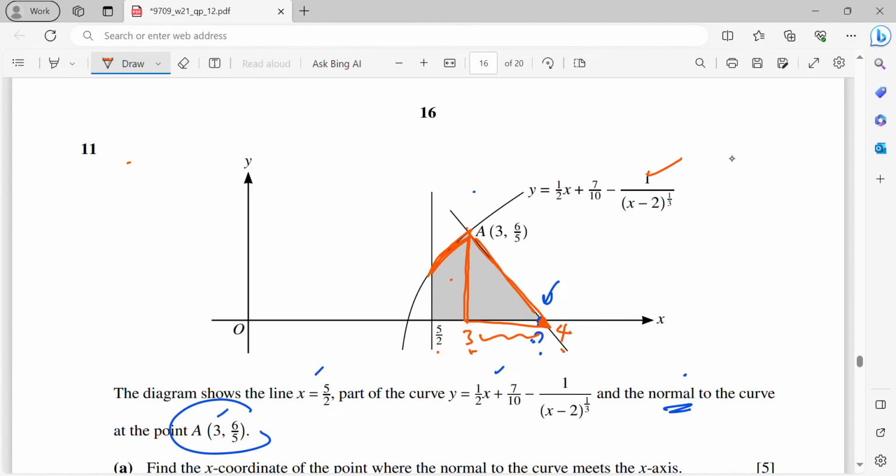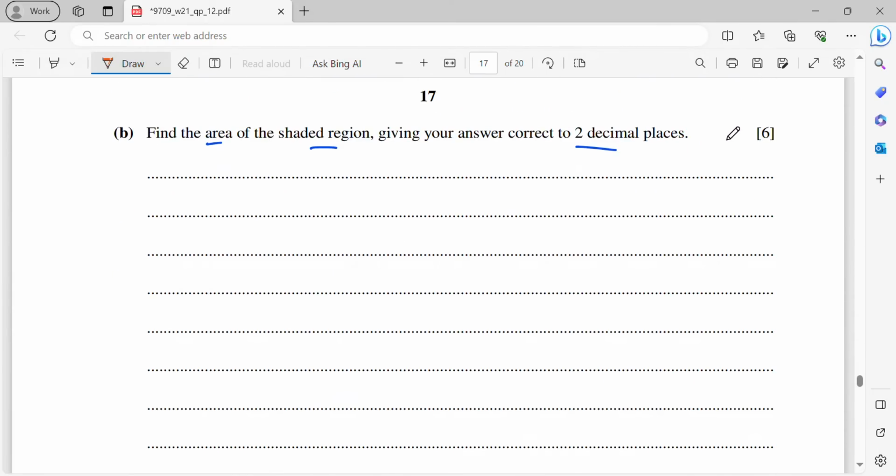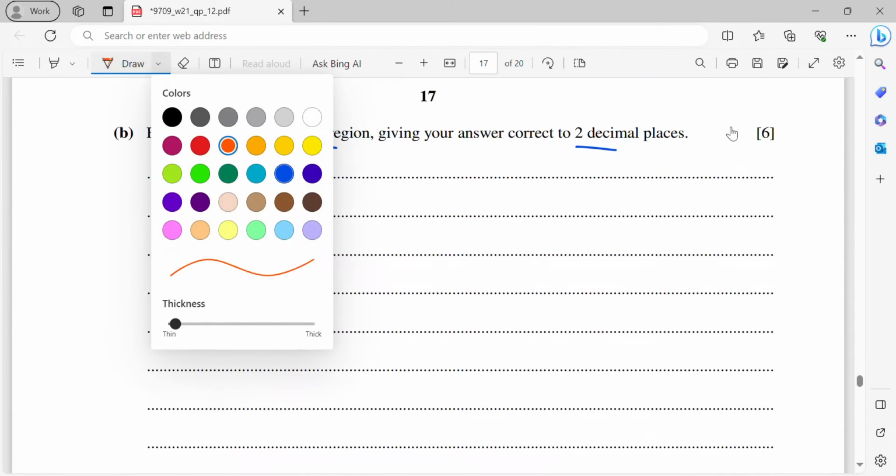Alright, the distance here is 1. Then this is the y value, that means it's 6 over 5. So I just need to integrate the graph from 5 over 2 to 3 plus with this area of triangle. Okay, so that will be the area of the shaded region.